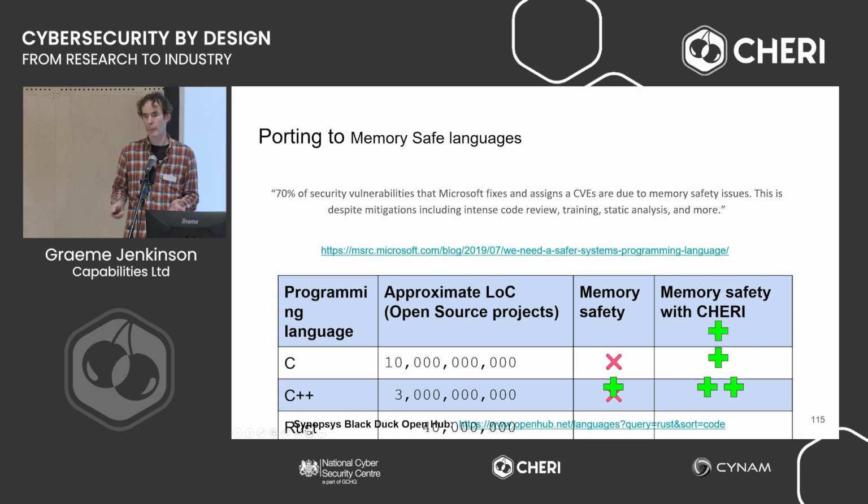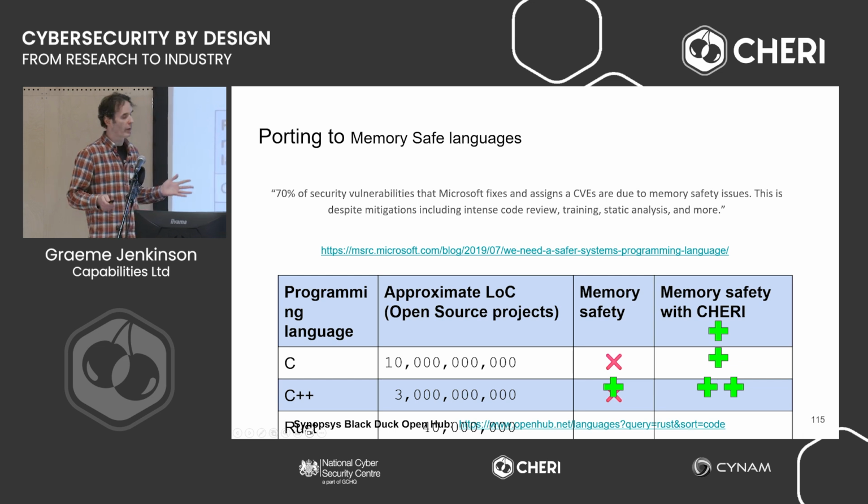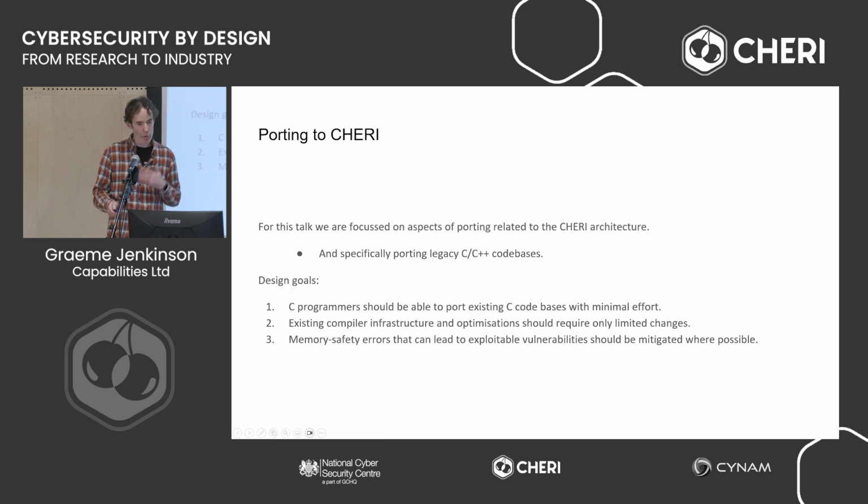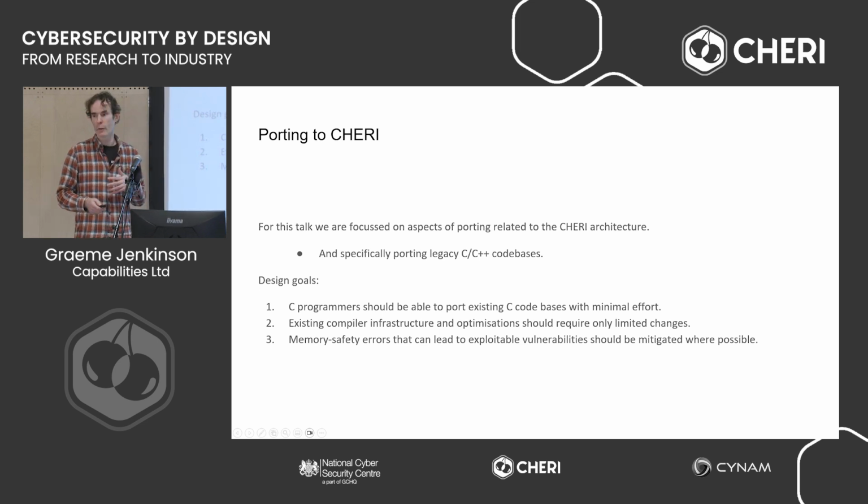But as Robert and other people talked about, the issue there is the scale of software that sits in the world. 10 billion lines of C and C++. So here, when we're talking about porting to CHERI, we're definitely talking about porting legacy C and C++ code bases and giving them security properties that they couldn't otherwise get without complete rework.